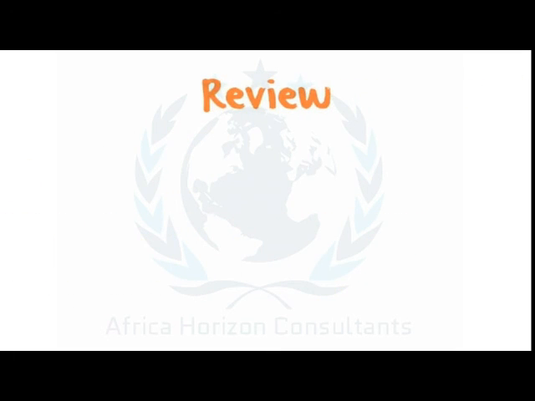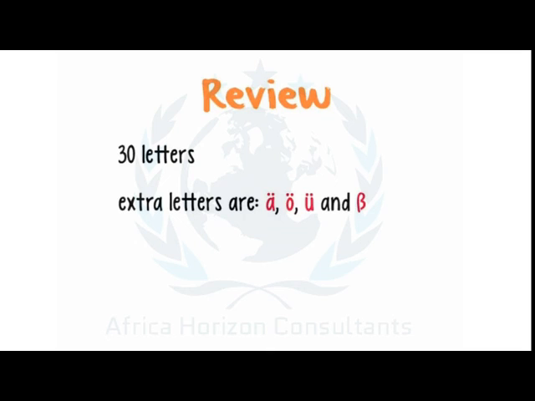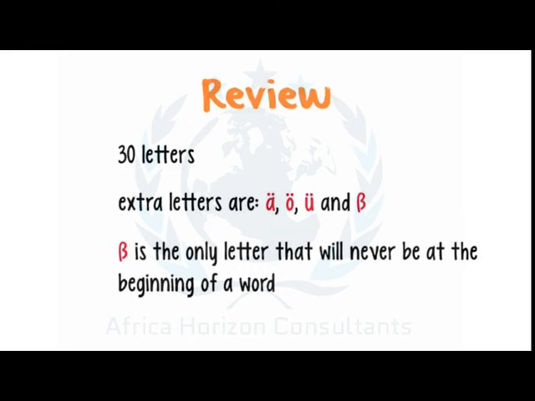Now let's review what you just learned. You learned that altogether there are 30 letters in the German alphabet and that the extra letters are Ä, Ö, Ü, and SZ. And you also learned that SZ is the only letter that will never be at the beginning of a word. This was our first lesson.